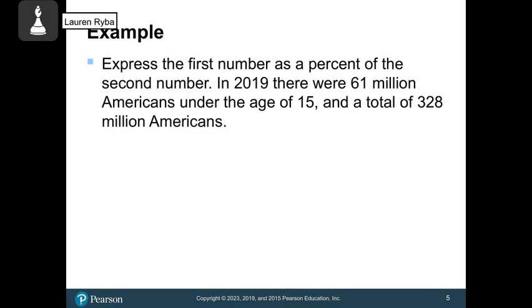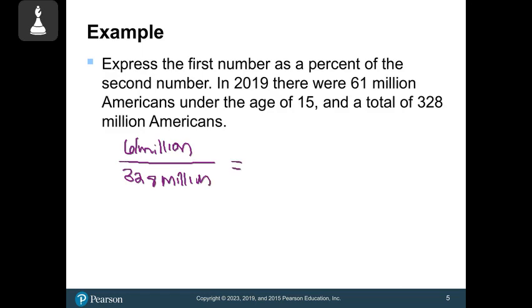Okay, looking at another example here, we want to express the first number as a percent of the second number. In 2019, there were 61 million Americans under the age of 15 and a total of 328 million Americans. So this wants us to create a percentage based on a comparison of two numbers. So we want to take 61 million and divide that by 328 million. Now, million means there are 6 zeros. So 61 with 6 zeros over 328 with 6 zeros.